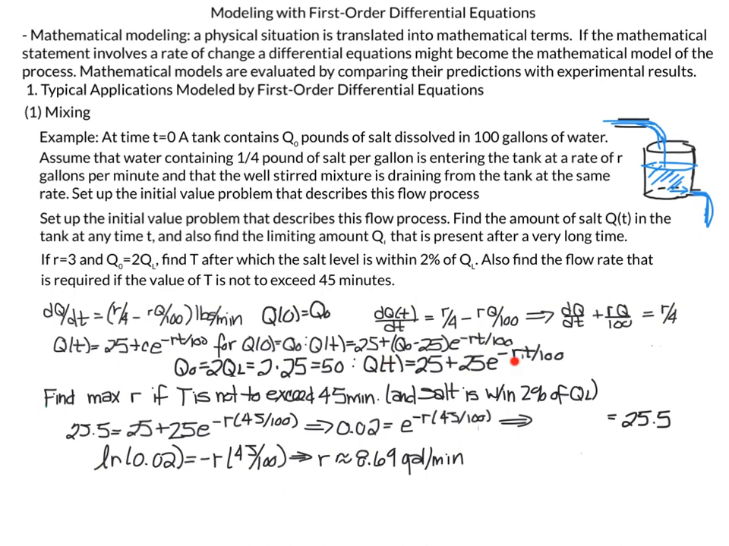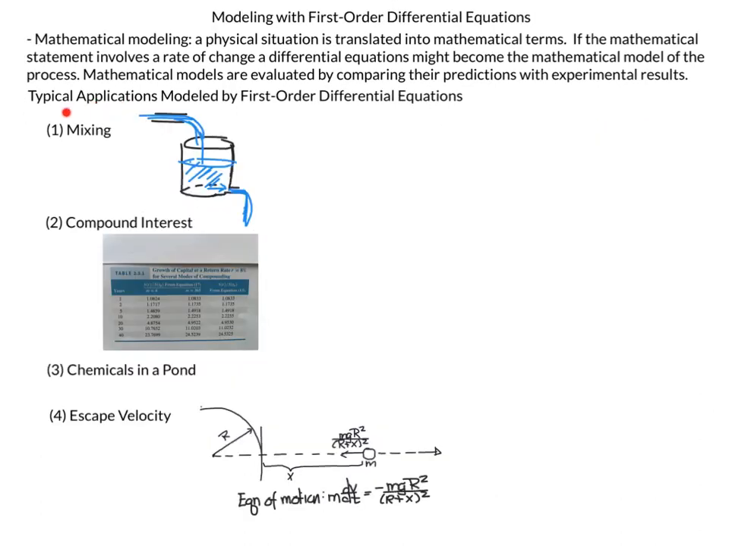Now to solve this, again, I'm going to use this equation for Q(t). So on the right-hand side, I have 25 plus 25 e to the minus r, because we're solving for r. I plug in my t, 45 minutes over 100. The amount that I want, to find the flow rate that is required, is within 2% of Q_L, and that was 25.5. So here's my equation. I'm solving for r. I have the arithmetic here, and I end up with r equal to 8.69 gallons per minute. And that completes the mixing example.